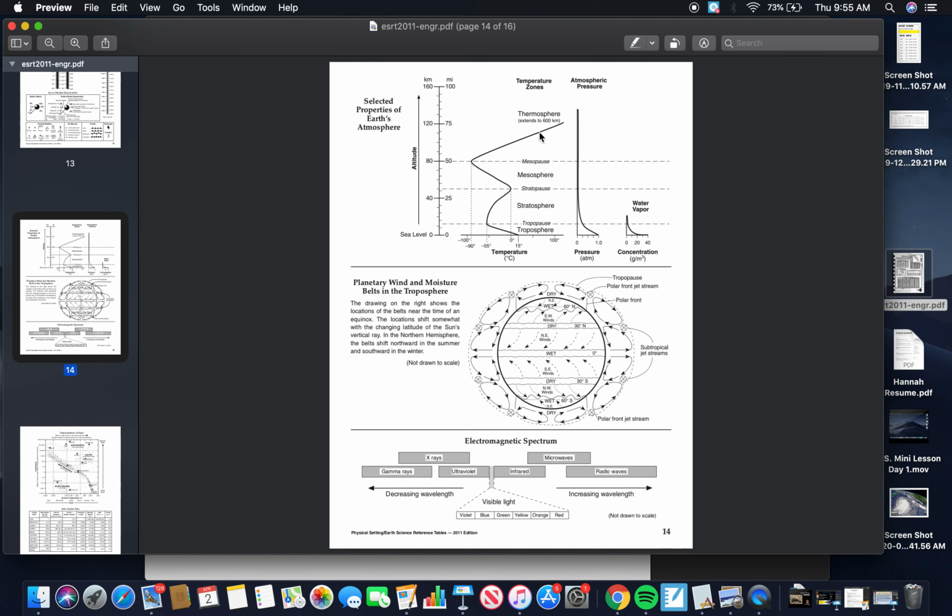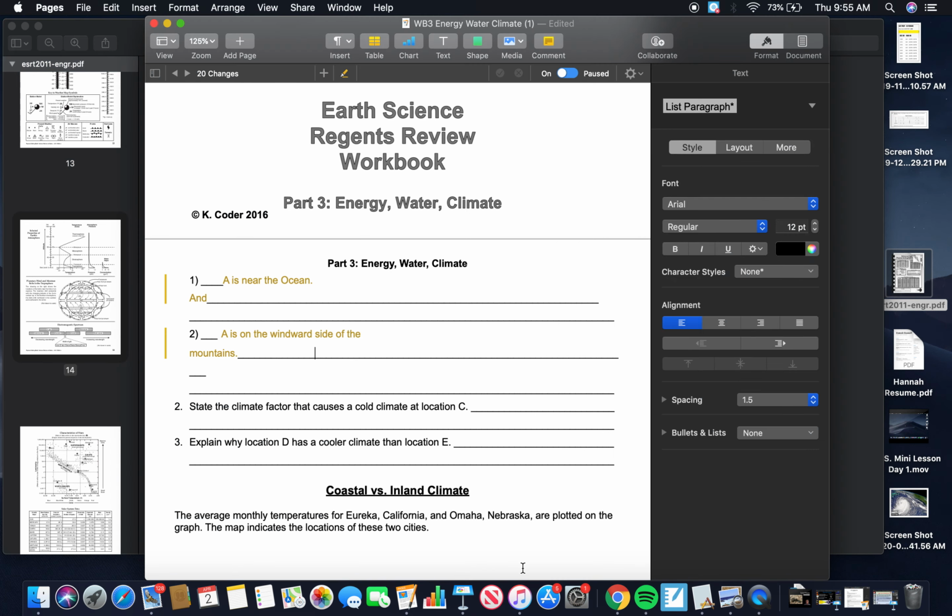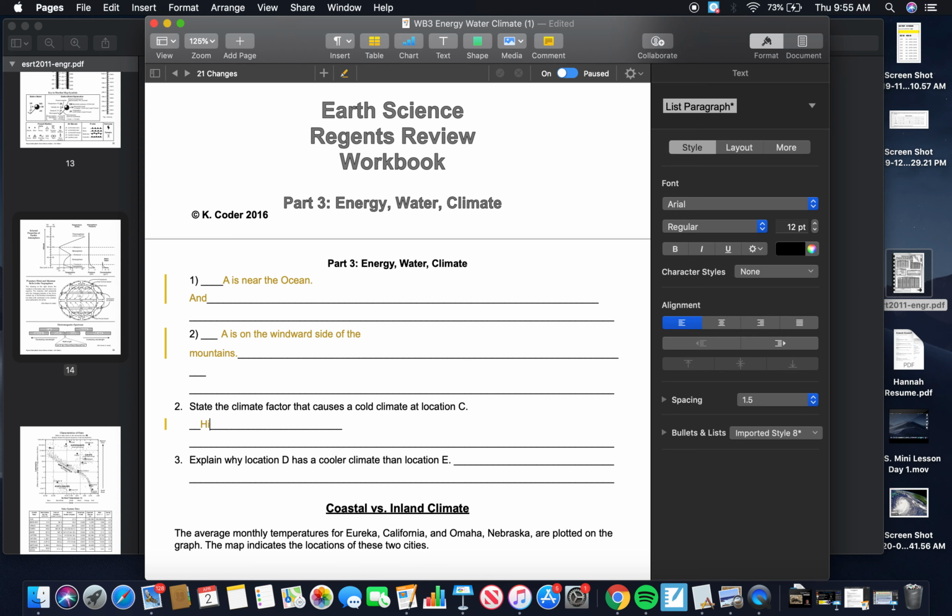So that's what we have. Now let's go here. Explain the climate factor that causes a cold climate at location C. That would be high elevation.